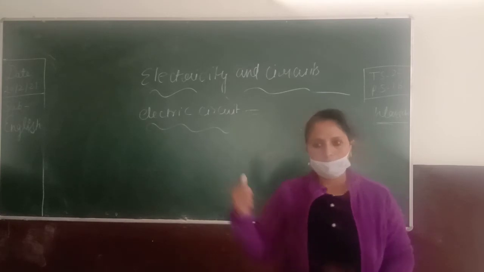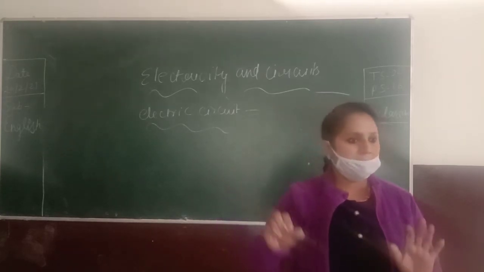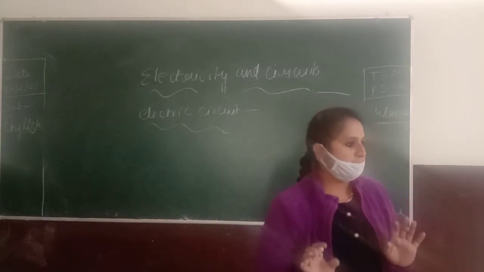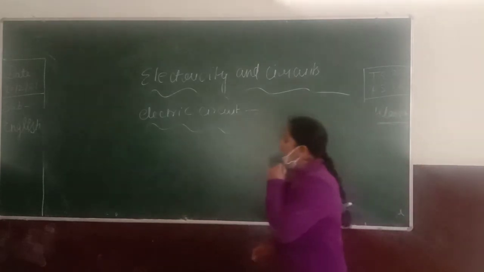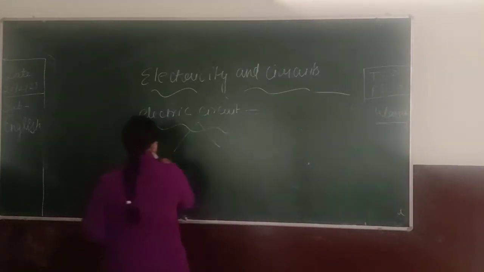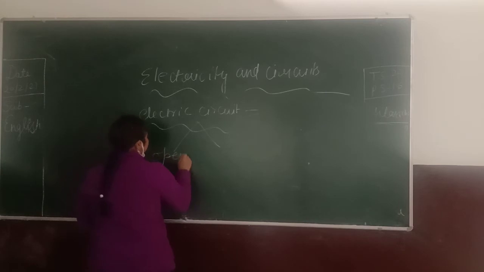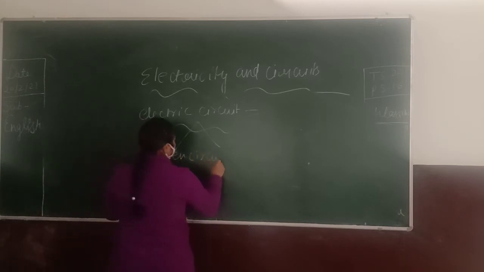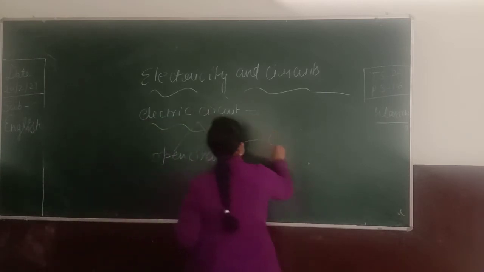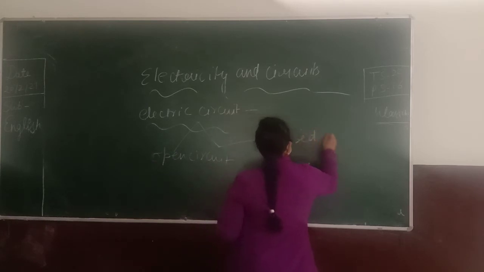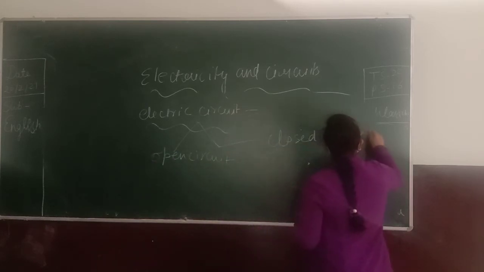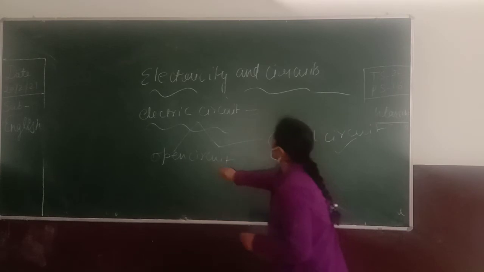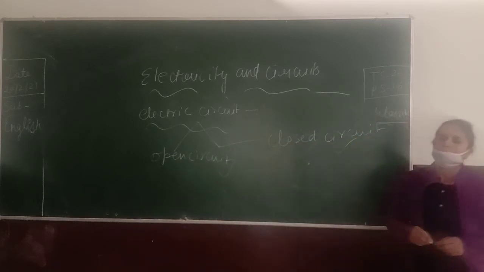Clear to everyone? Is it needed to write? Are you able to do by your own? कर सकते हैं? Okay. So there are two types of circuit. One is open circuit and one is closed circuit. Now tell me, in which type of circuit the bulb will glow?